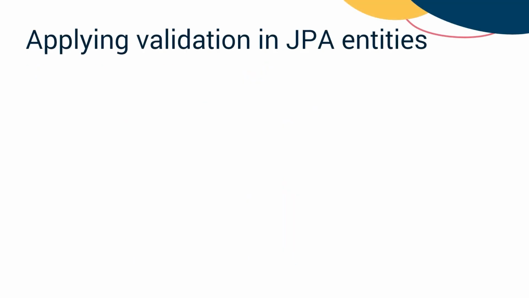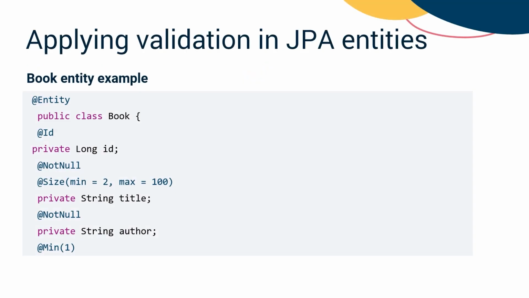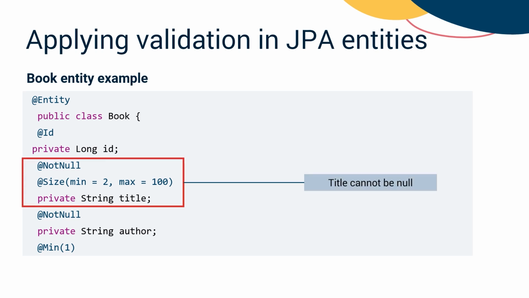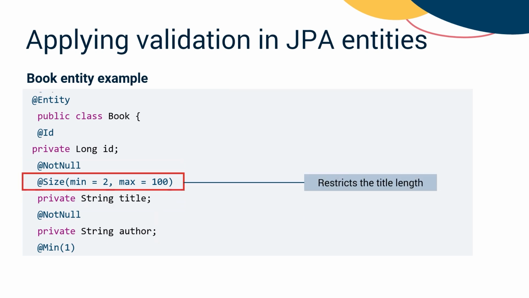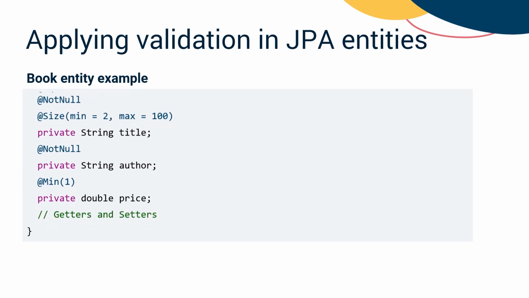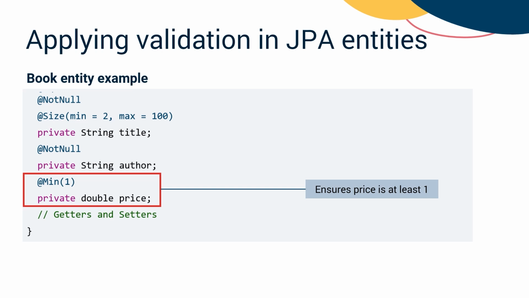Now that you know the core Java annotations, let's learn how to apply them to a JPA entity. The not null annotation on the title ensures the title cannot be null. The same applies to the author attribute. The size annotation restricts the title to a length between 2 and 100 characters. The min annotation ensures the price is at least 1.